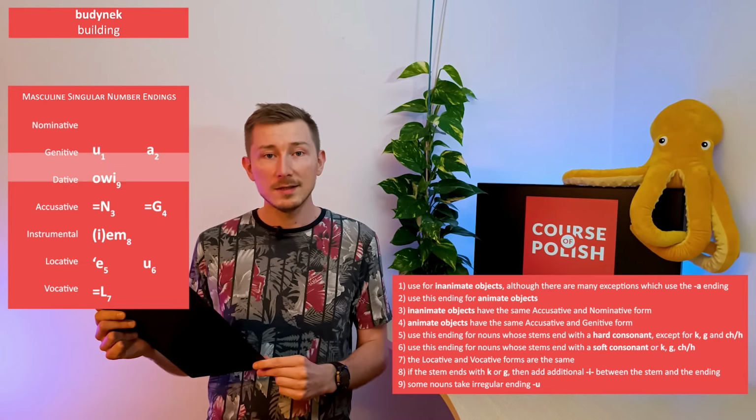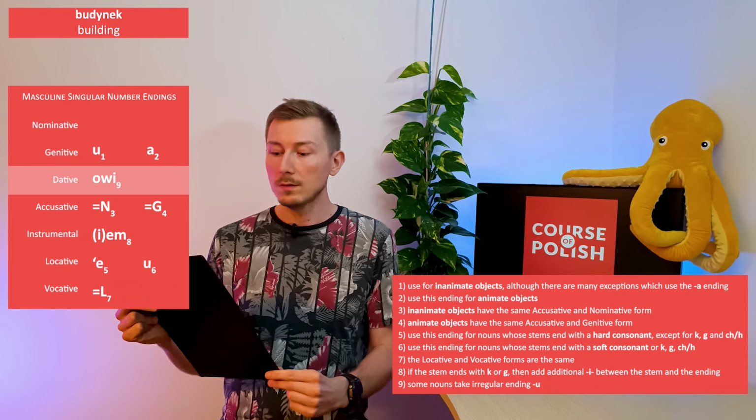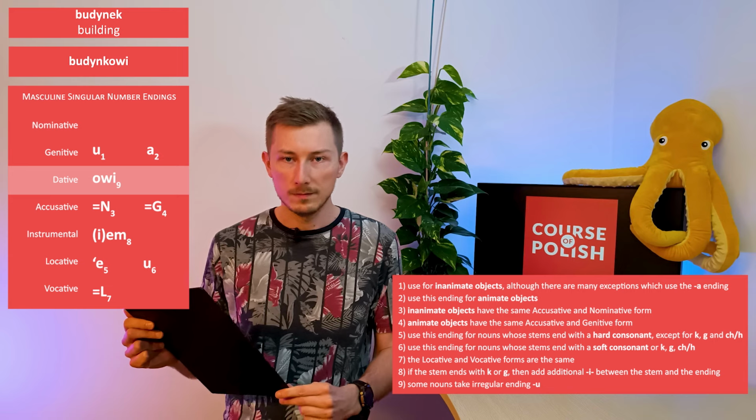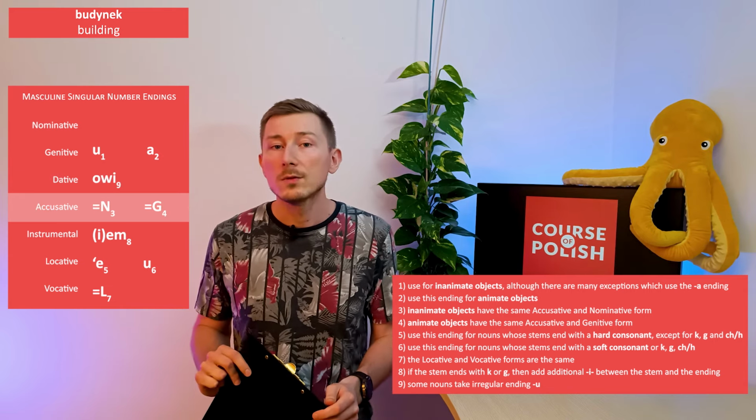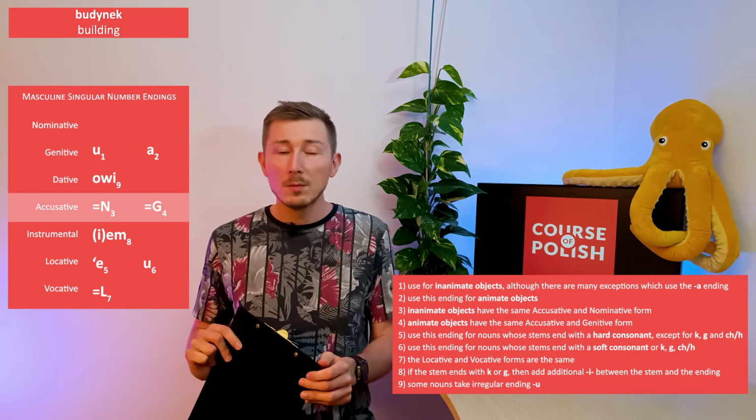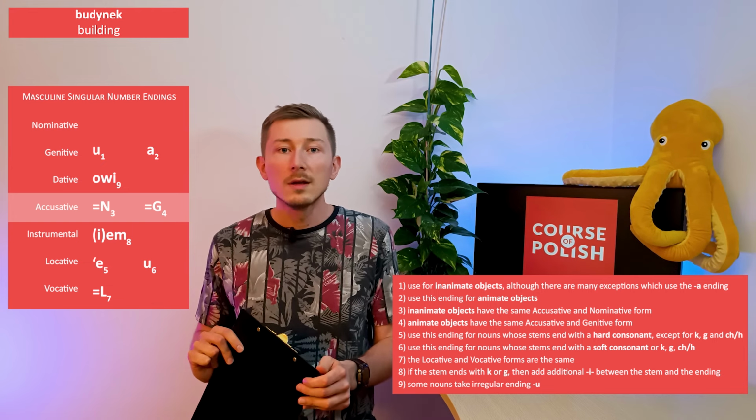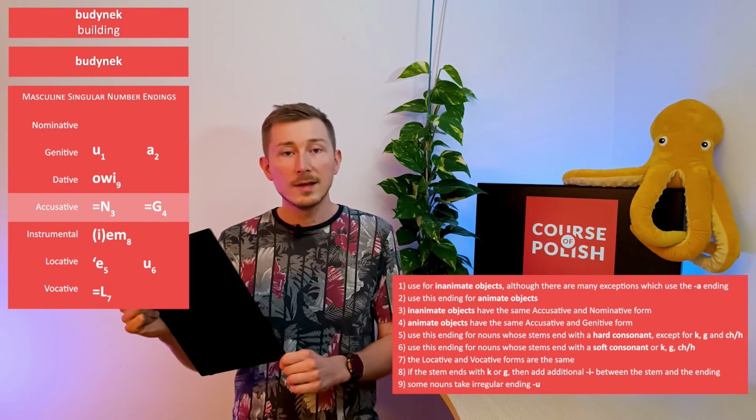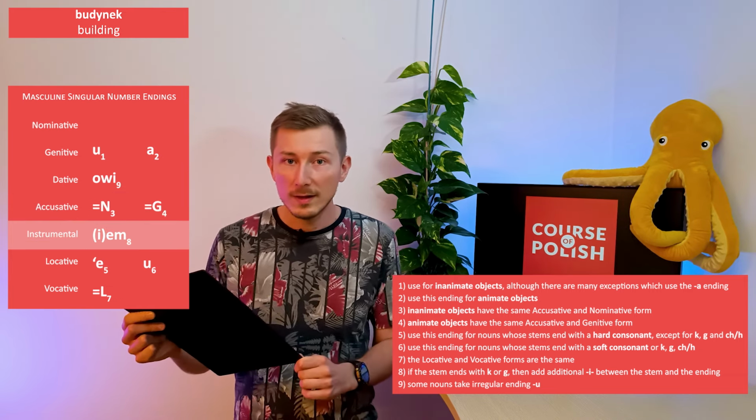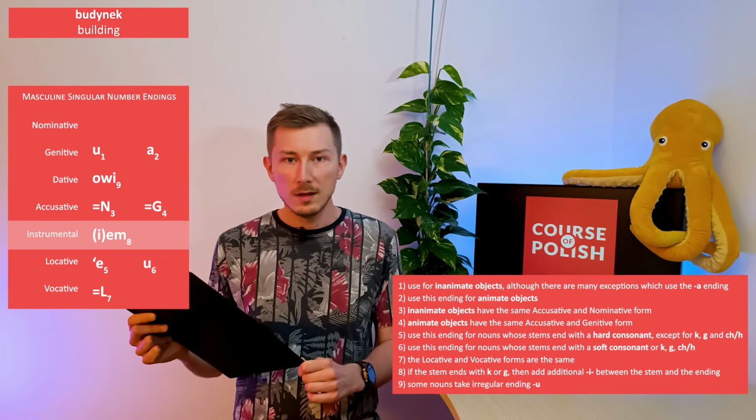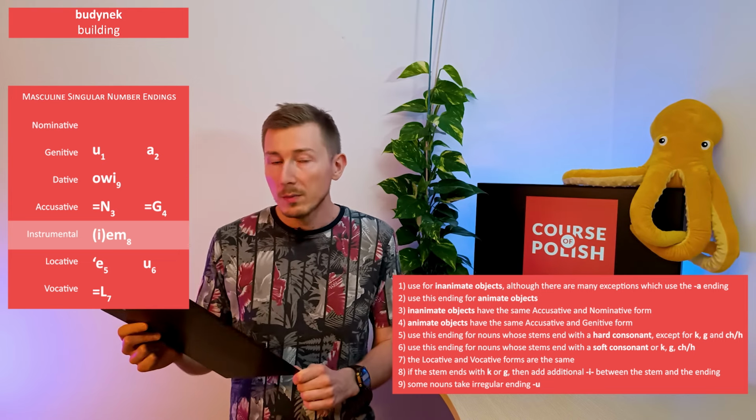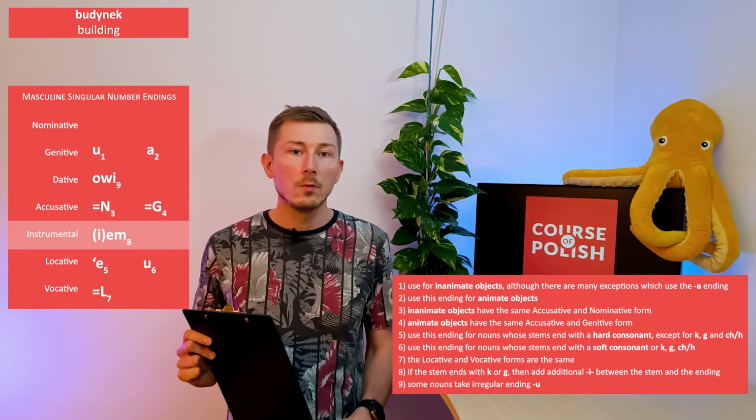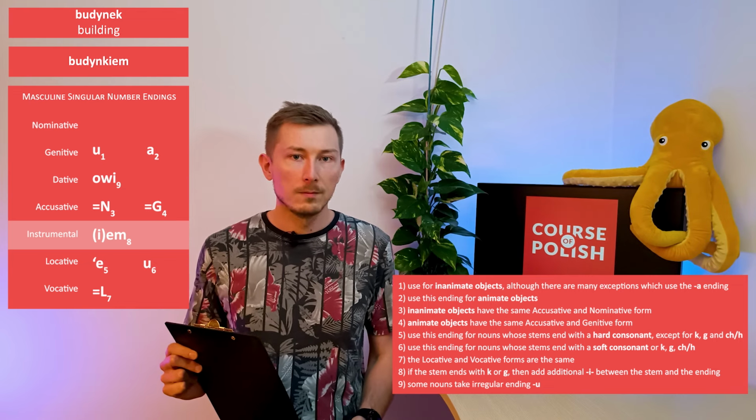Budynku. Next case, dative. Here we have 1 option, ending owi. The form will be budynkowi. Budynkowi. Next case, accusative. Here we have to use the same form as in nominative case because budynek is inanimate. So the form will be budynek. Budynek. Next case, instrumental. Here we have 1 ending m with optional e. We have to use this optional e because our stem ends with the letter k. So the final form will be budynkiem.